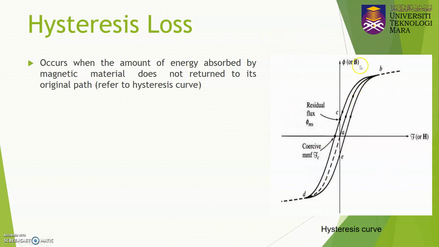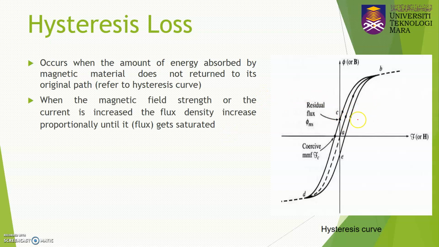Basically the hysteresis curve is based on the magnetization curve, or we can call it a BH curve. So this is your B, this is your H. Consider you have any magnetic material where the relationship of BH is given by this curve. Now consider you apply current to your magnetic core. In this case, you slowly apply your current.